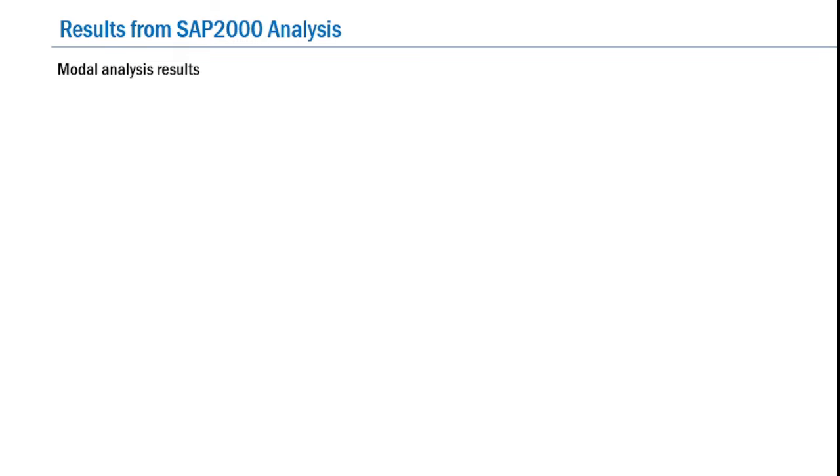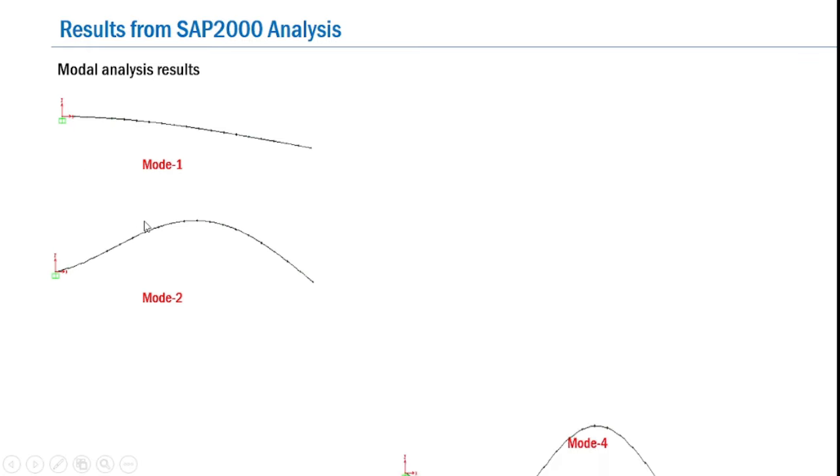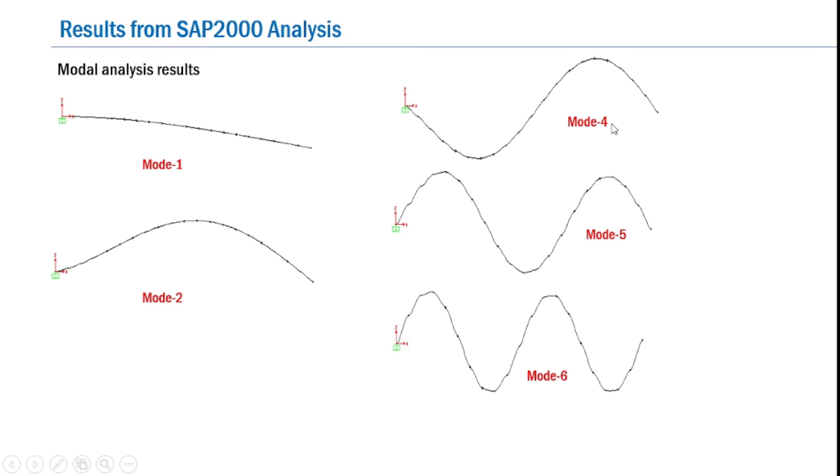Now here I have also presented some plots of the mode shapes, and this is mode 1 and this is mode 2, and mode 3 is essentially an axial deformation, so I have not included it over here, and this is mode 4 and this is mode 5, and finally this is mode 6. So this is all our detailed review of the modal analysis results.